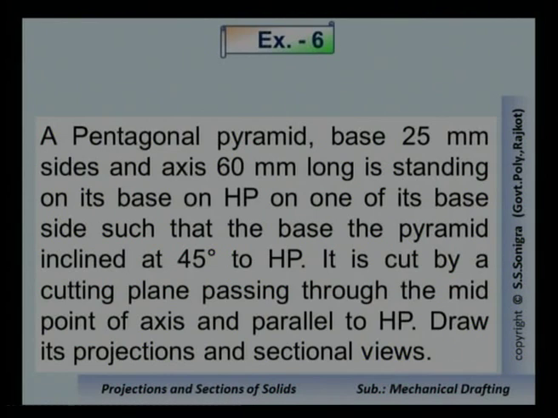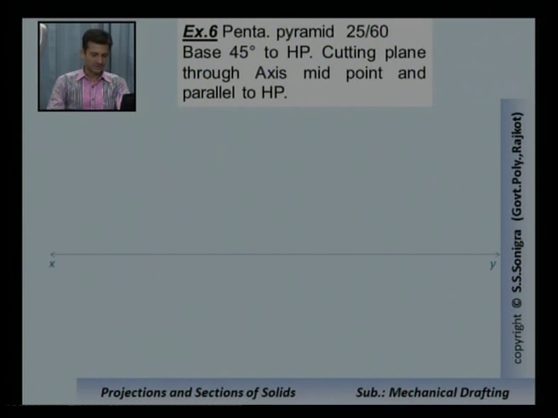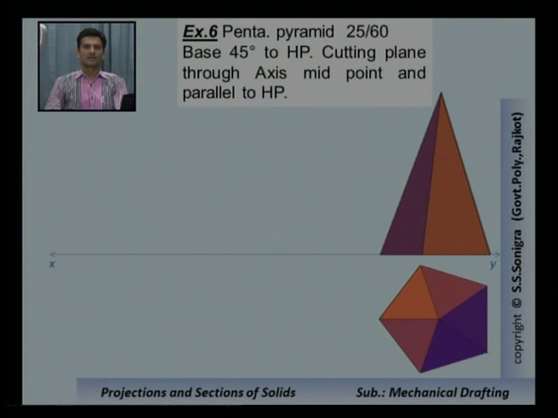So in this problem, the given data, in short, is: pentagonal pyramid 25 by 60, base 45 degrees to HP, cutting plane through the axis midpoint and parallel to HP. So first, draw the XY line, which represents the intersection of HP and VP. This is a pentagonal pyramid, and it is given that its base is at 45 degrees to HP. So we have to draw the pentagon in such a way that one side is perpendicular to the XY line.